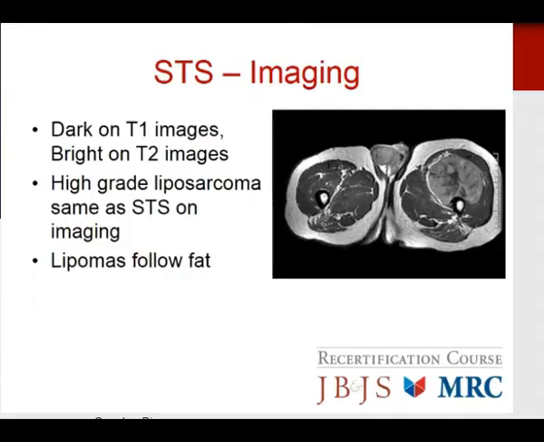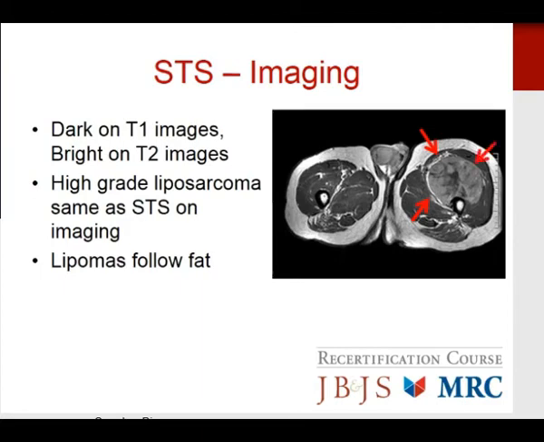What about soft tissue sarcomas? Soft tissue sarcomas are actually about 4 times more common than bone sarcomas. Patients will present to the clinic with a lump or a bump or a mass, and it's important to note that their MRI scan imaging is very specific. The lesions are dark on T1, they become bright on T2 imaging.